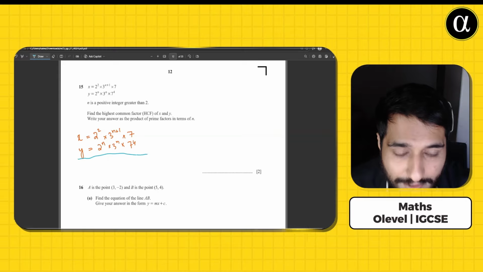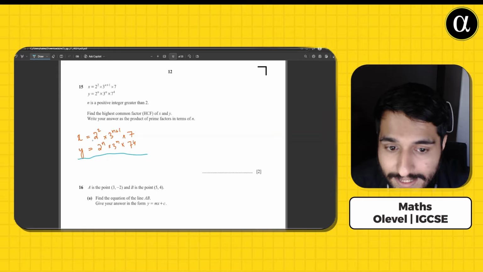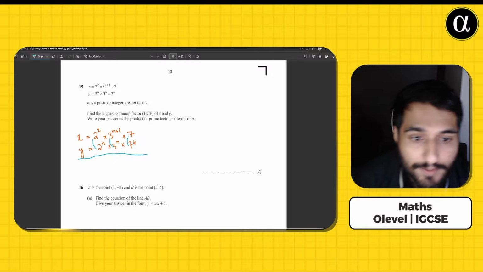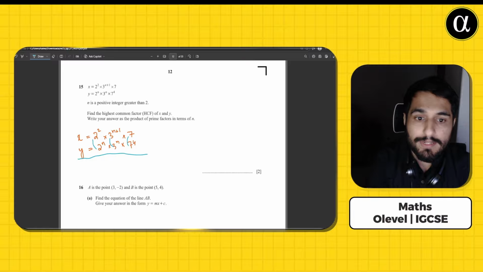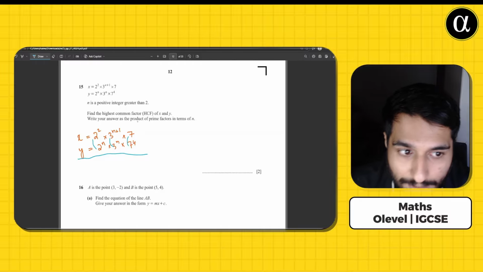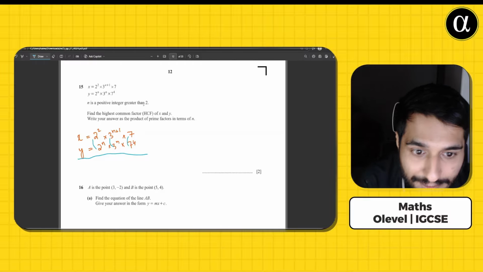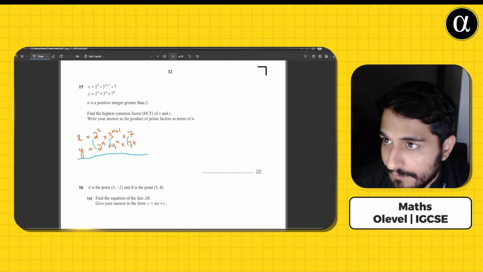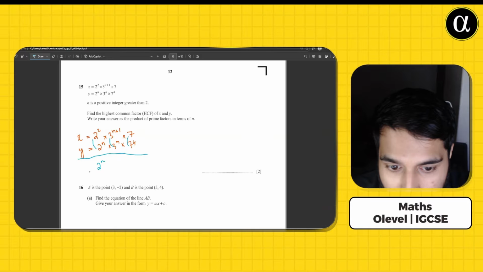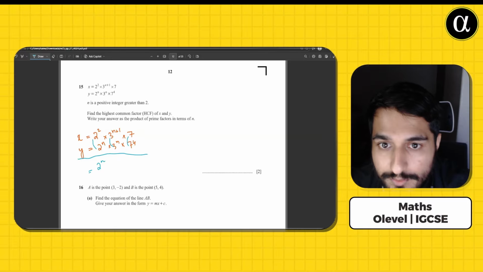When we are writing the HCF, we select the smallest power of the two. Now, what's the smallest power? That's what we need to have a look at. The smallest power out of these two, n is an unknown value, but since it says that n is greater than 2, it can be 3, 4, 5, or 6. That means 2 square is the smallest value for the HCF.